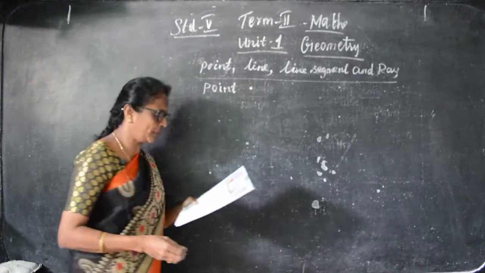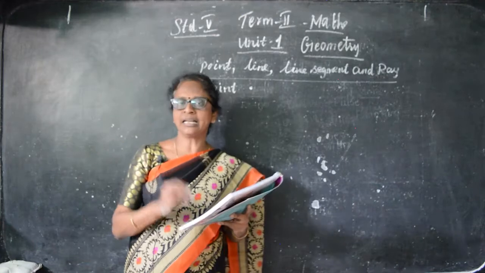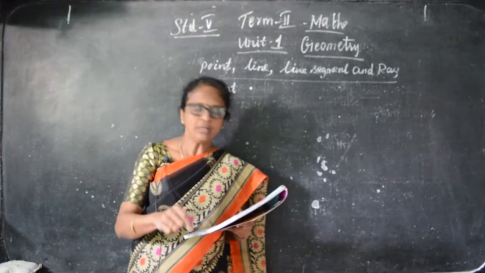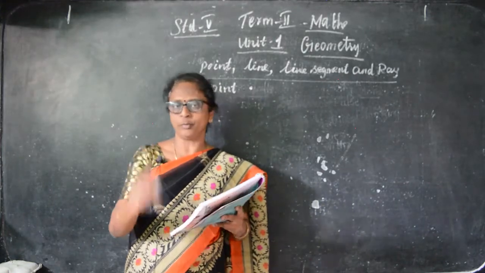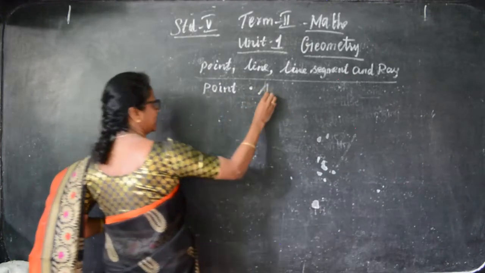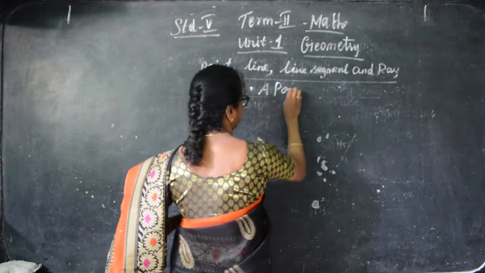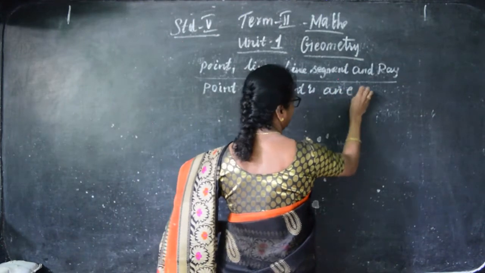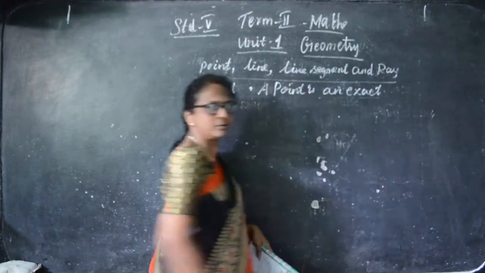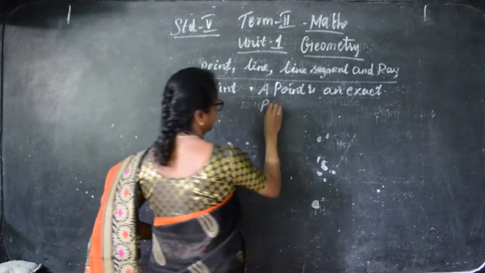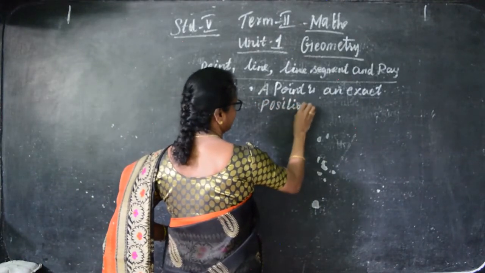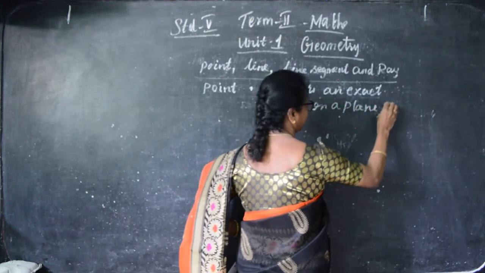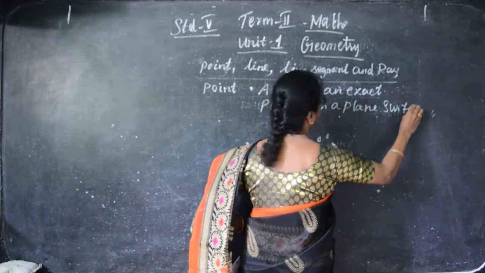This is the point. A point is an exact position on a plane surface, that is, on a plain paper. We put one dot, that is the point. A point is an exact position on a plane surface. This is the point. The next one is about the line.